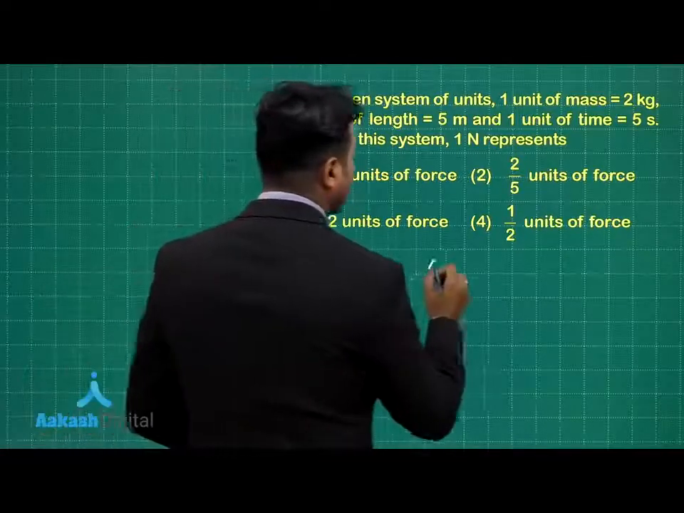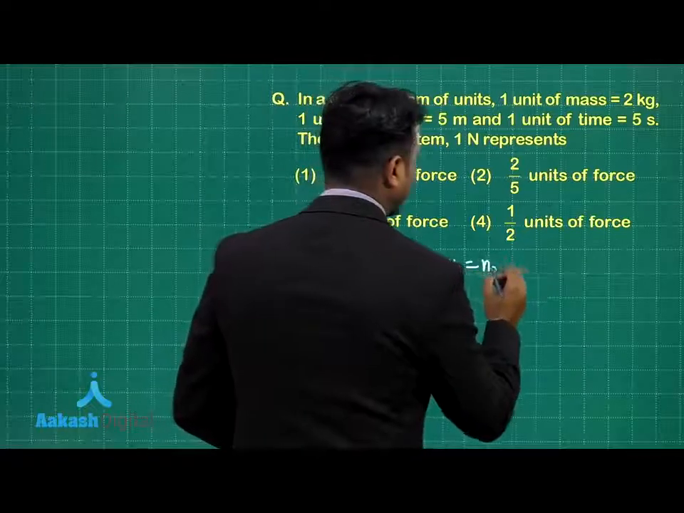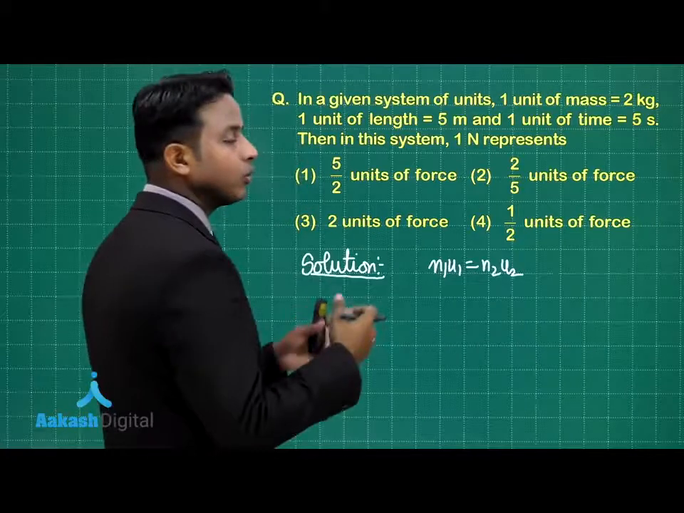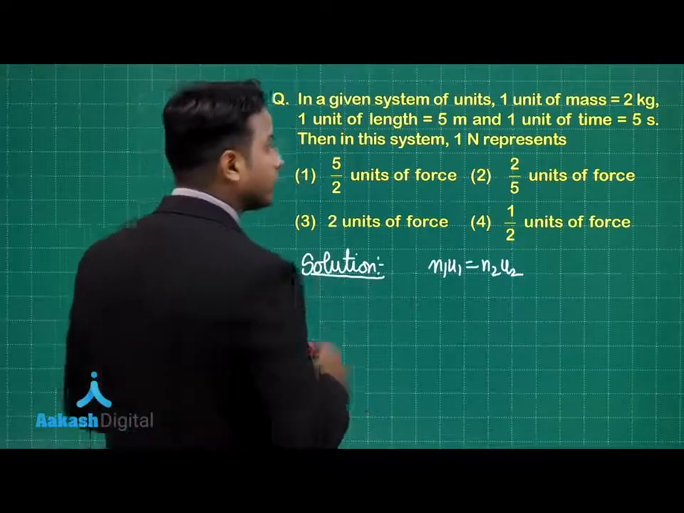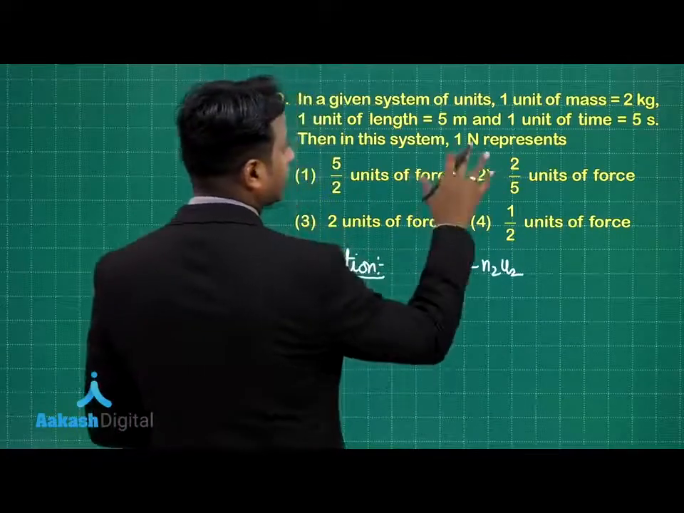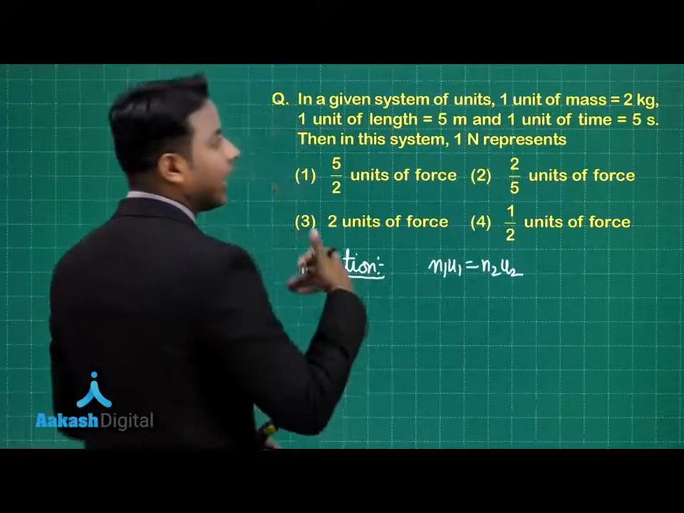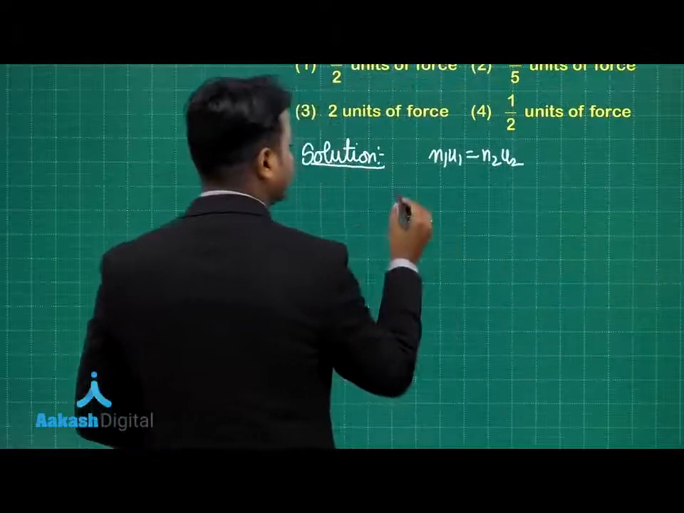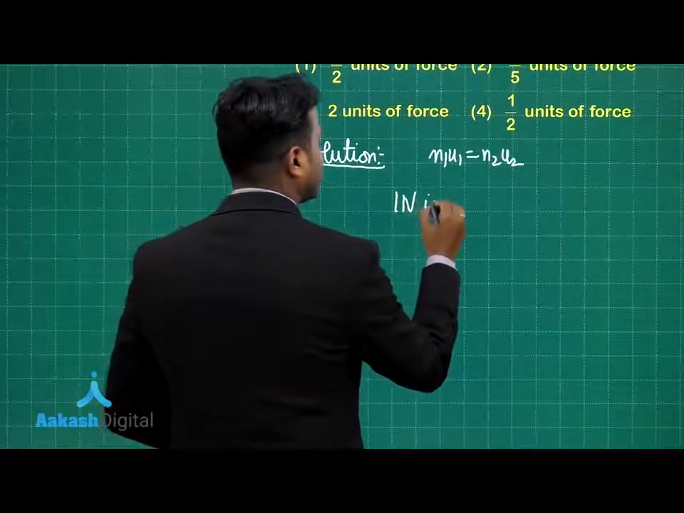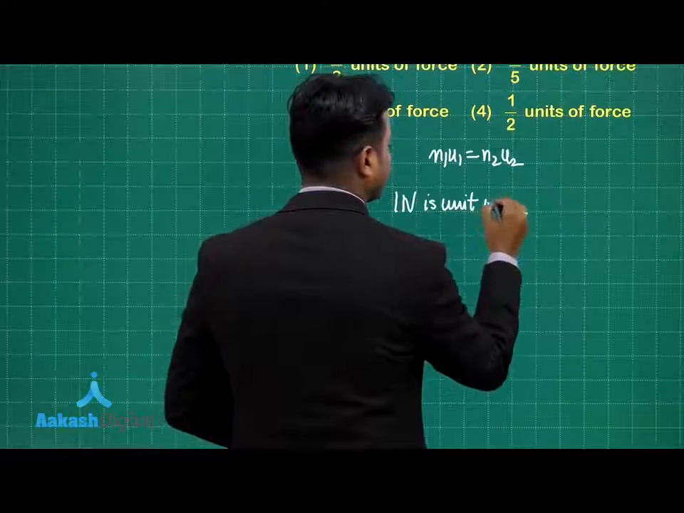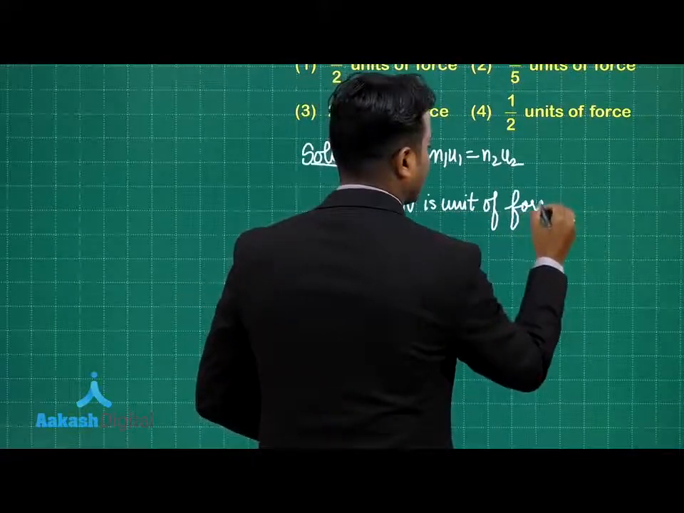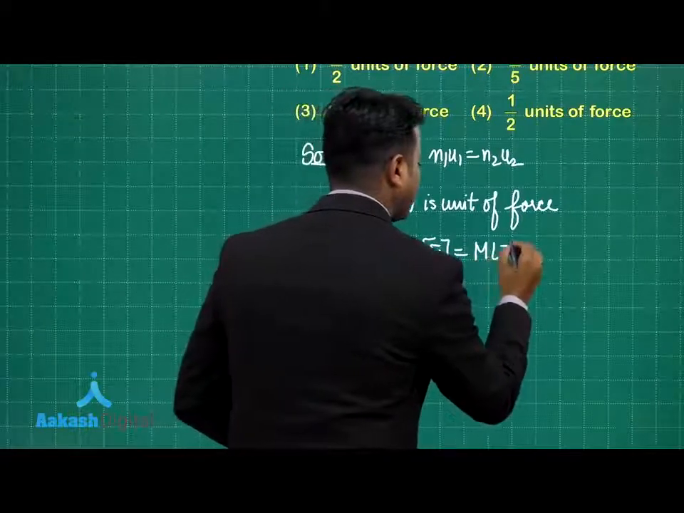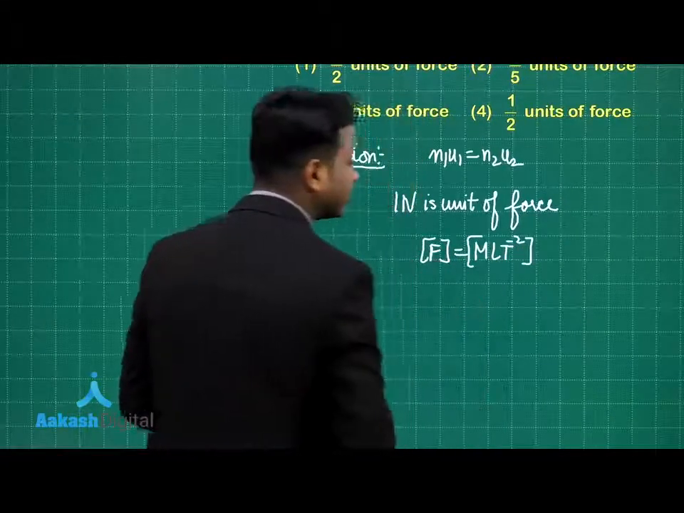Now you know that n1 u1 is equal to n2 u2, and the dimension of a physical quantity does not change with the change in system of units. So I have two different systems: the first is the SI system and the other is an unknown system of units. In this I can write that 1 Newton is a unit of force. So if I want to write the dimension of force, it should be MLT^-2. I hope this is very clear to you.